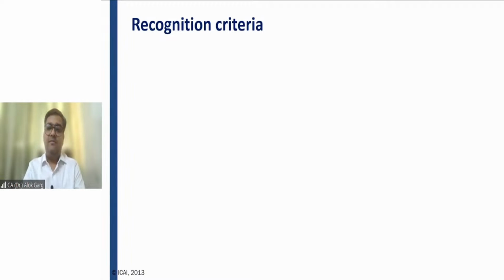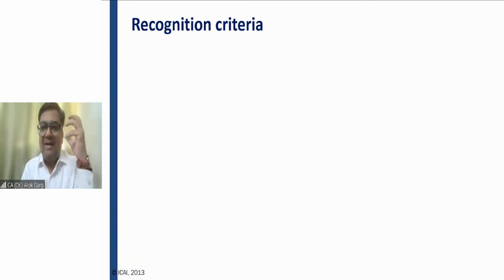Now, friends, we understood the definition of PPE, property, plant, and equipment, right? Now, let's discuss the recognition criteria. Recognition criteria means if you have purchased, invested, or spent your money to acquire some item, whether it is a PPE or it is not a PPE.